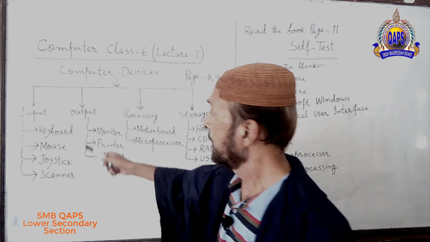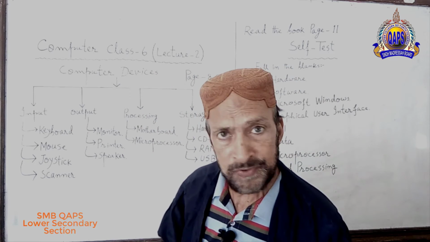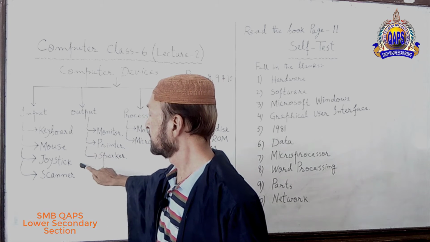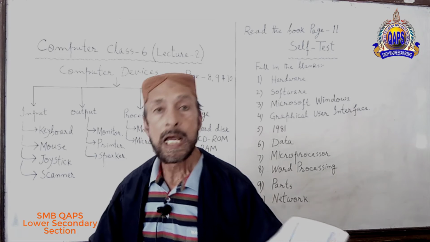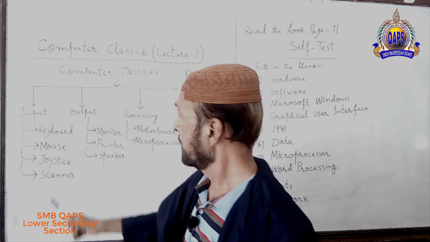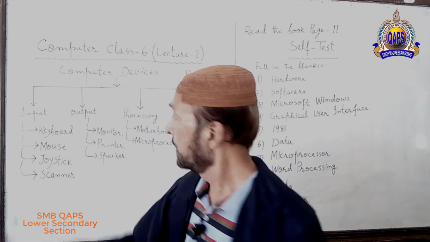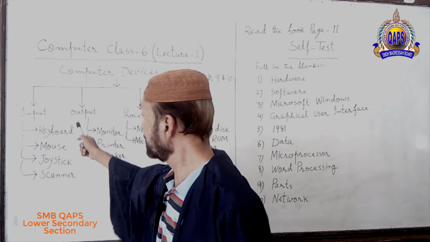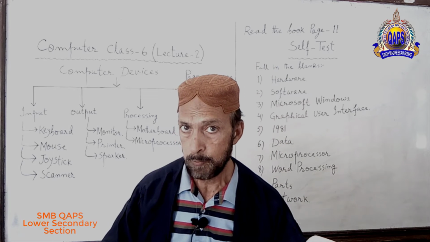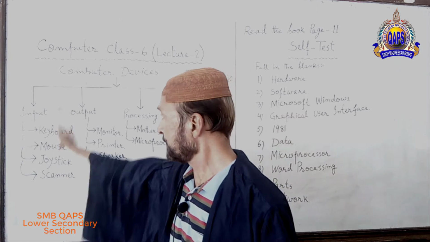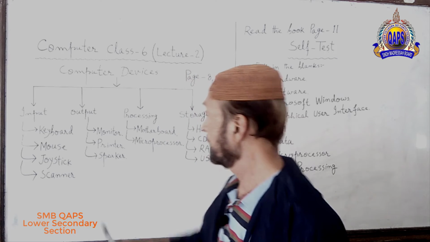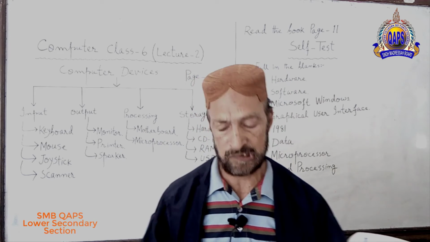Now come over here. Input devices. Examples: keyboard, mouse, joystick, scanner, and many other input devices. But as far as this moment is concerned, remember these 4 examples. So I hope you understand the definition and example of input devices. Number 2, output devices.